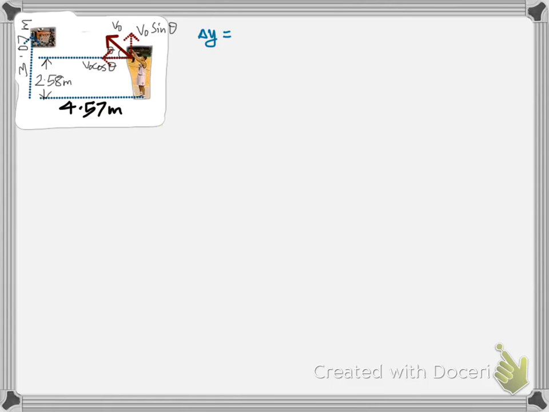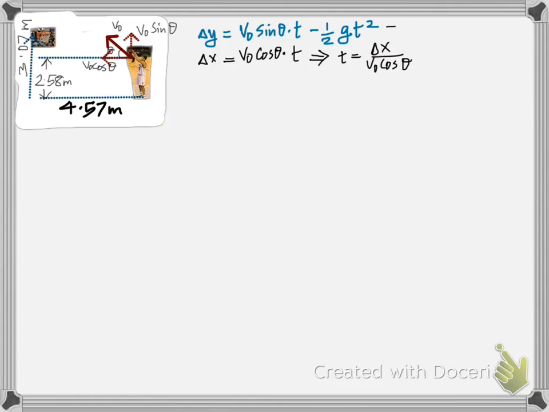And to find the vertical displacement, delta y, we use this equation. I'm moving fast because we have used this so many times. Delta y equals v naught sin theta t minus 1/2 g t squared. And to find the horizontal displacement, we use v naught cos theta multiplied by the time. From here you can make time the subject. We'll call that equation 1 and this equation 2. So we'll substitute the value of t from 2 into 1.